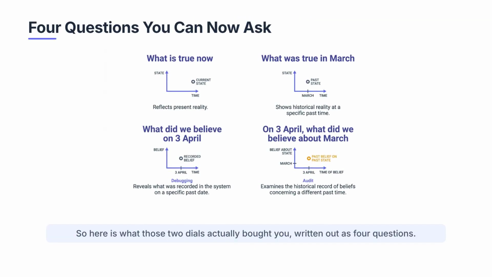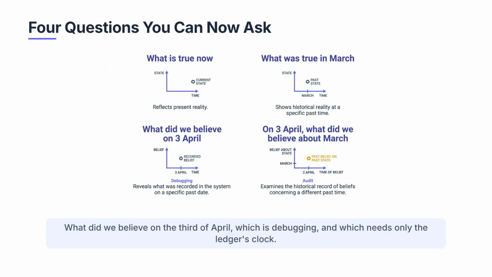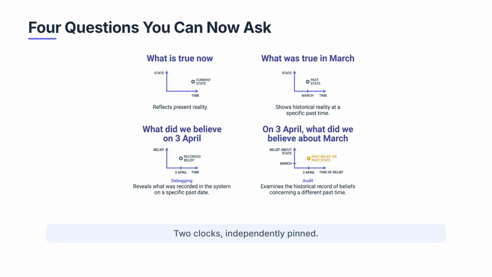So here is what those two dials actually bought you, written out as 4 questions. What is true now, which is the boring one you already had? What was true in March, which is history, and which needs only the world's clock? What did we believe on the 3rd of April, which is debugging, and which needs only the ledger's clock? And the 4th one, which is the reason anybody builds this. On the 3rd of April, what did we believe about March? 2 clocks, independently pinned. That is the audit question, and it is unanswerable without everything in this video.